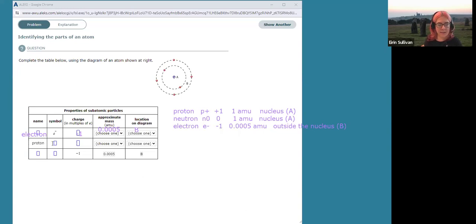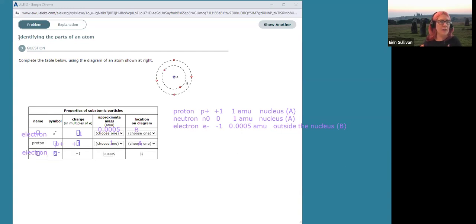So that is location B on this diagram. A proton has the symbol p+. Its charge is going to be +1, its approximate mass is about 1 AMU, and its location on the diagram will be in the nucleus. And then the third row, we have a mystery particle. It's small, it's got a -1 charge, and it is located outside the nucleus, so it must be an electron, which has the symbol e-.